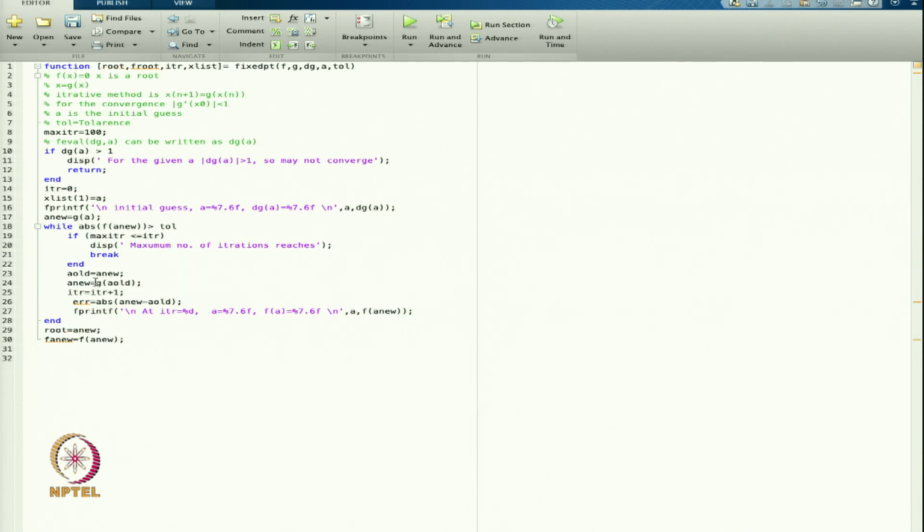So, that will be the root, because A new becomes A old, and after that I will put my iterative method, and from this method I will get the value of the A new. So, my A new will be there. If it comes out from this loop, I will put this A new as the root of the equation, and I can write this as F root, the value of the function at the root. So, that is the way we can define it.